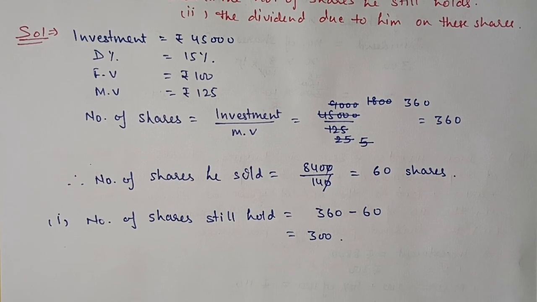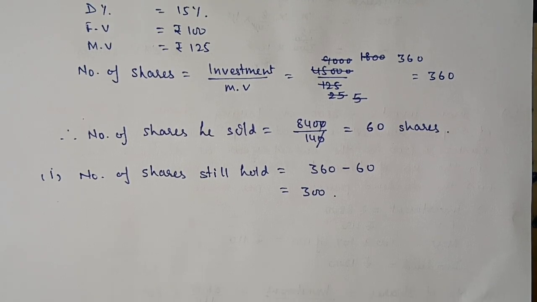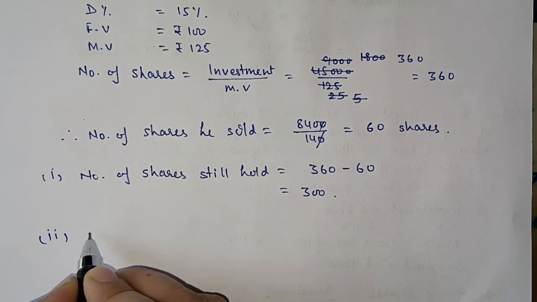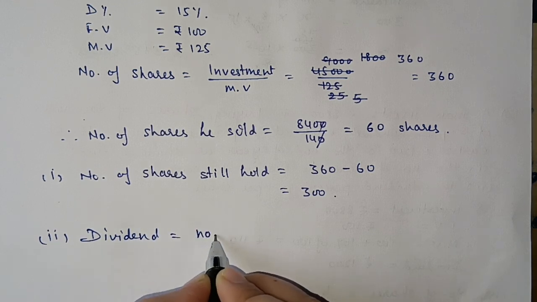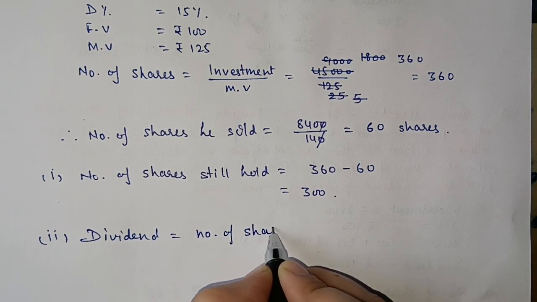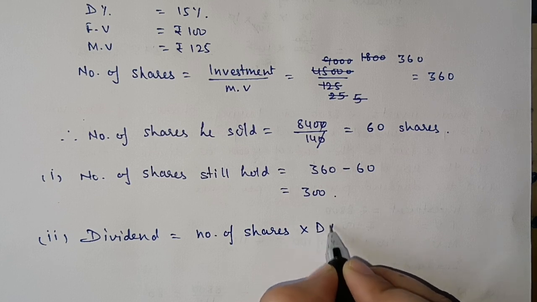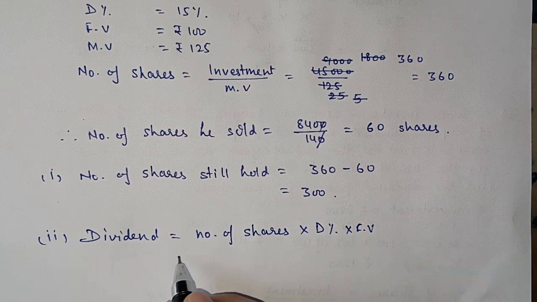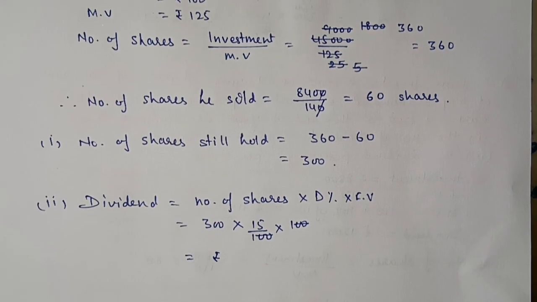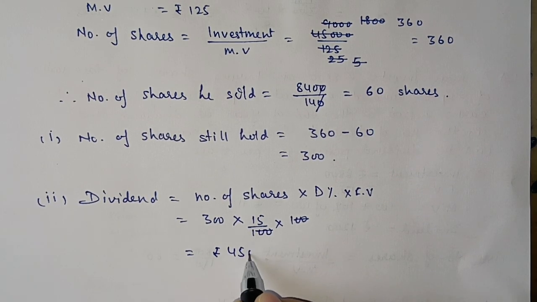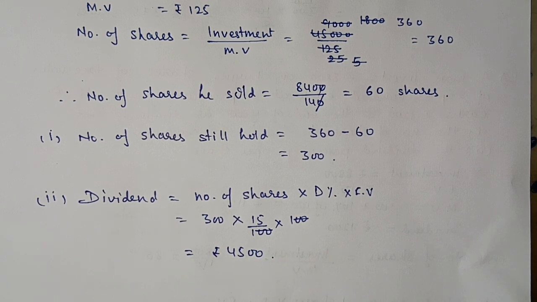Second part, we have to calculate dividend on these shares. So dividend is equal to number of shares into dividend percentage into face value. So 300 shares are still left with him. Dividend percentage is given 15% and face value is 100 rupees. So after multiplication, we are getting 4,500 rupees is the dividend received by him.